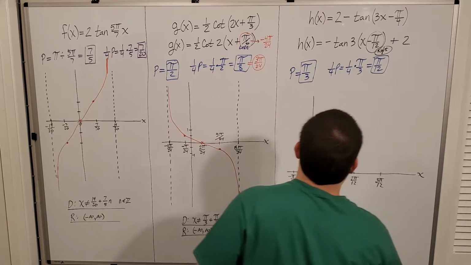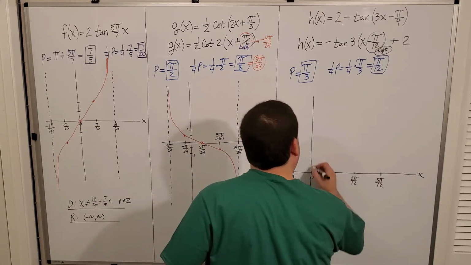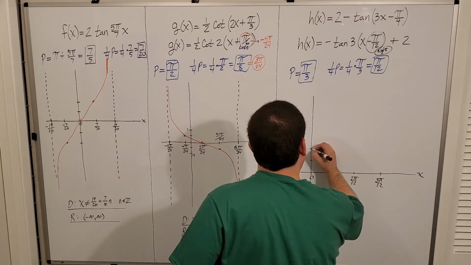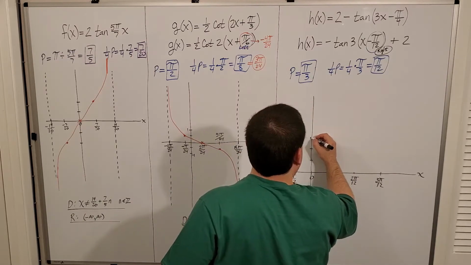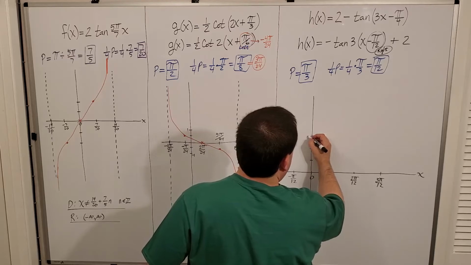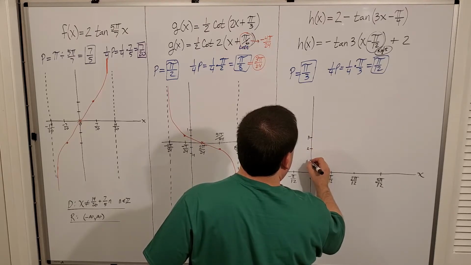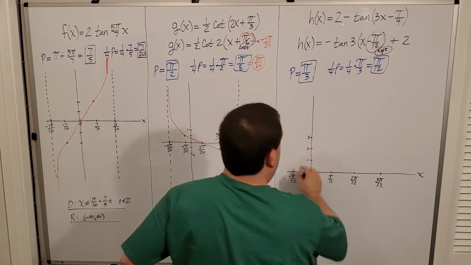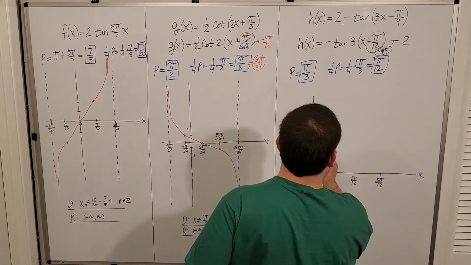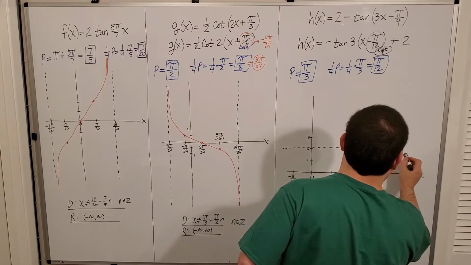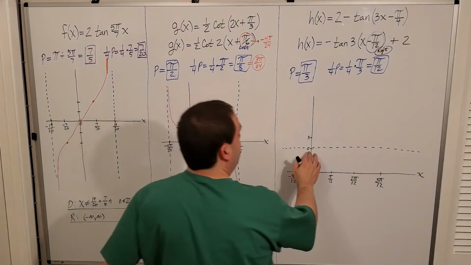That's nice. I was shifted up 2. So 1, 2. And I have an amplitude of 1. Okay? So here's 3, 2, and 1. 2 is my new center line. Don't forget that. Right? 2 is my new center line there.